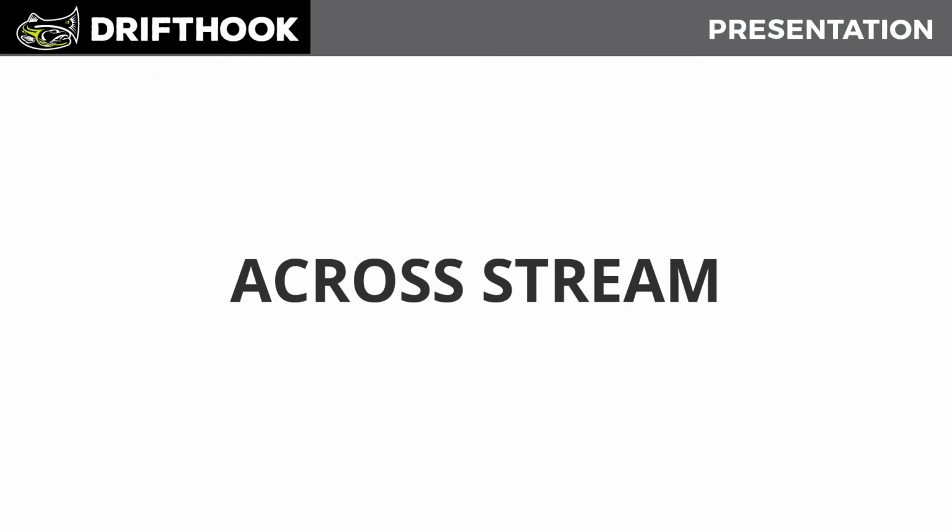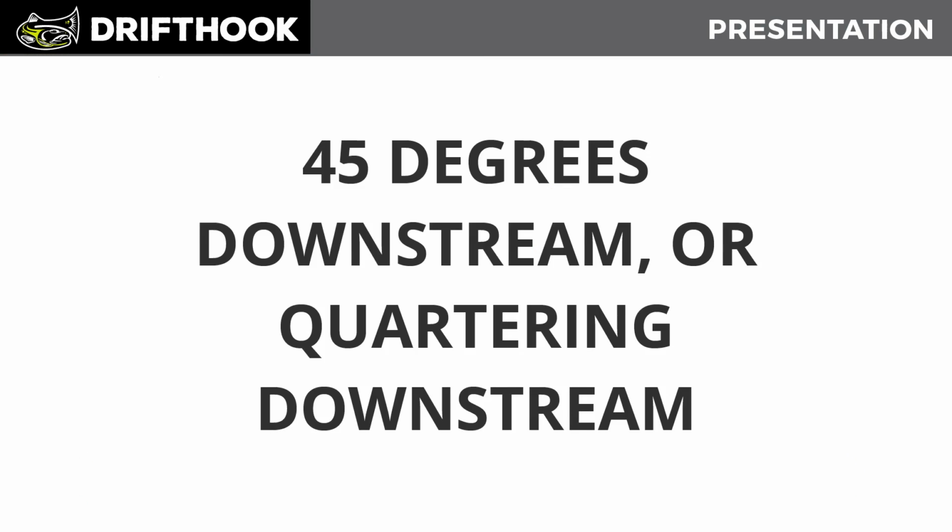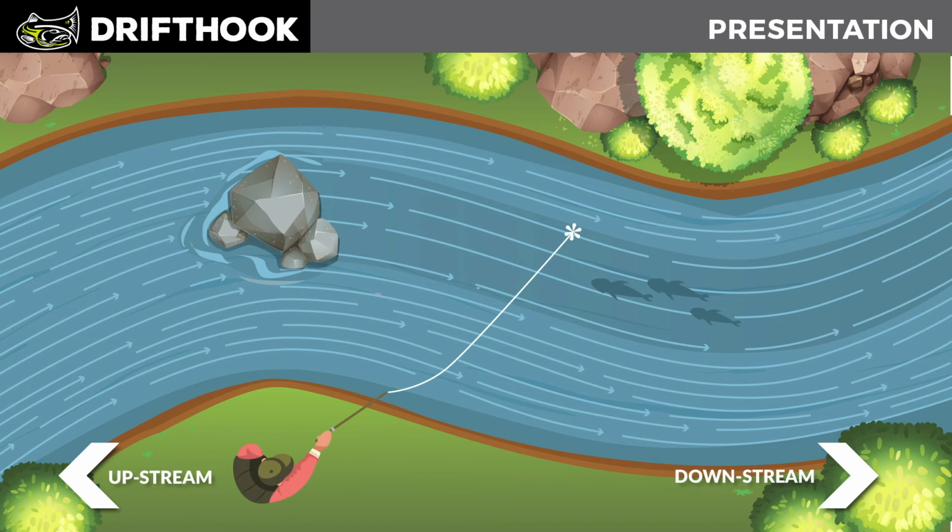You have a cross stream, which is directly across from you. If you're on one bank, you're casting to the other bank. This can be difficult because the line doesn't have enough time to be mended before going to your downstream presentation. So a lot of the time, you're going to have some drag. You have the 45 degrees downstream or quartering downstream. This is often used for emergers or salmon presentation. We'll use a little bit of this in the drift hook fly fishing system, but the majority of the time we're going to be doing that 45-degree quartering upstream.